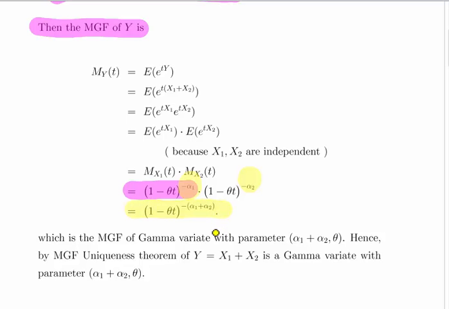Now this is the MGF, the moment generating function, of a gamma variate if it had the parameters alpha 1 plus alpha 2, and theta. So therefore we could say that this expression y equals x1 plus x2 is also a gamma variate with the parameters alpha 1 plus alpha 2 and theta, because it ends up with this moment generating function. That's how we would demonstrate it.